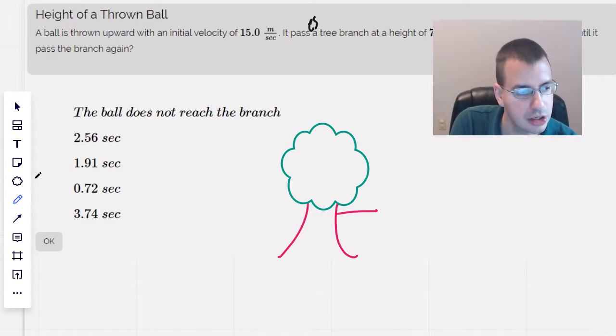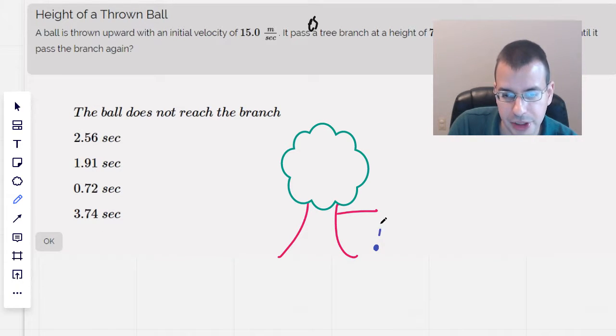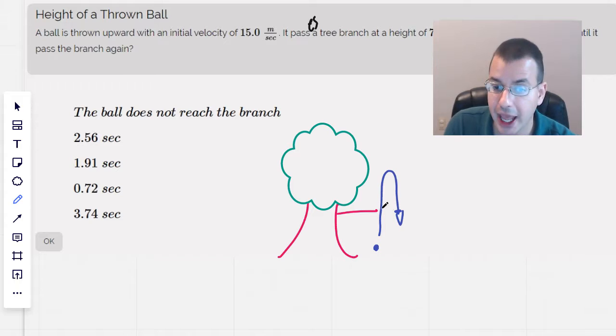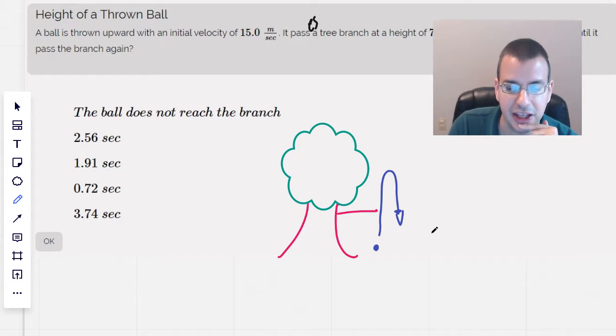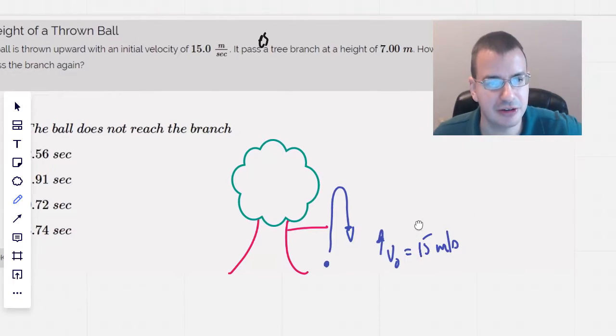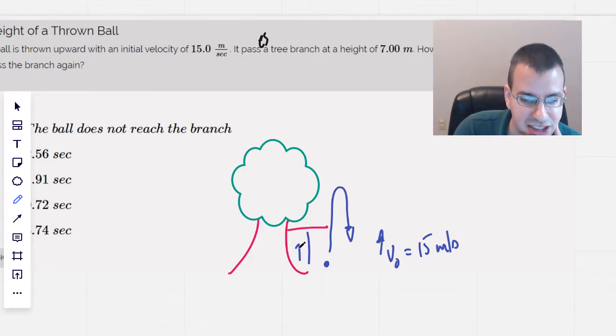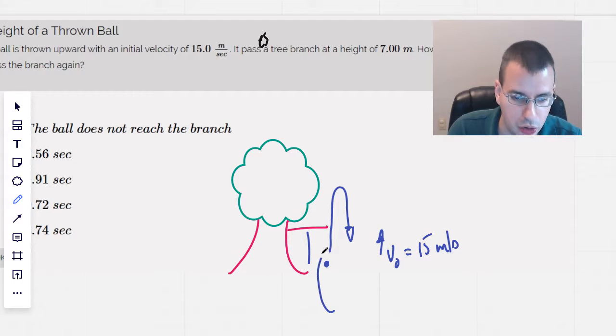It comes out like this. Have a ball, blue. The ball comes up like this, comes back down, and we're saying that it passes the branch at this point right here. It comes up and comes back down again. We're given an initial velocity, I'll call it v naught, of 15 meters per second. And the branch right here is at 7 meters. Draw a little arrow, 7 meters.